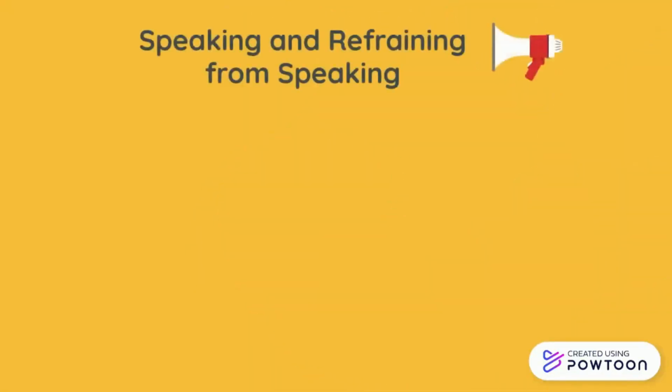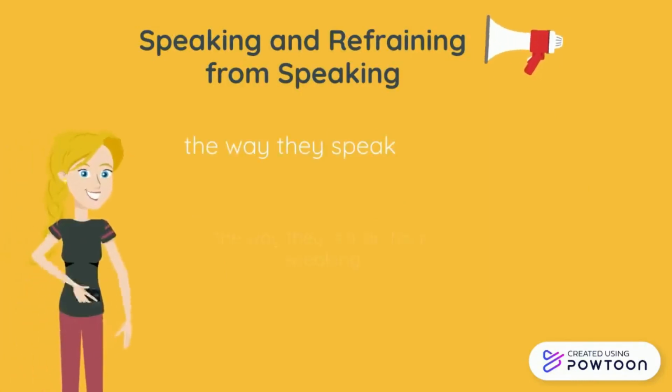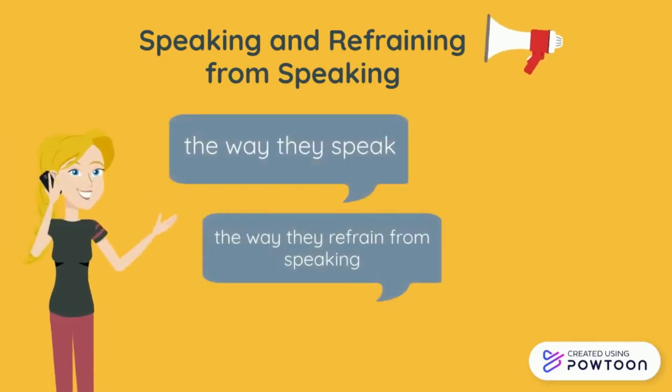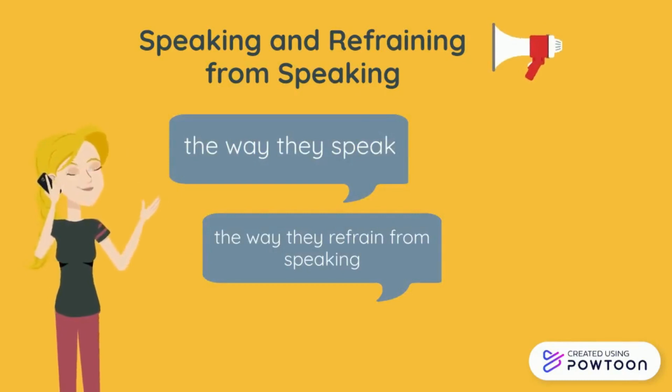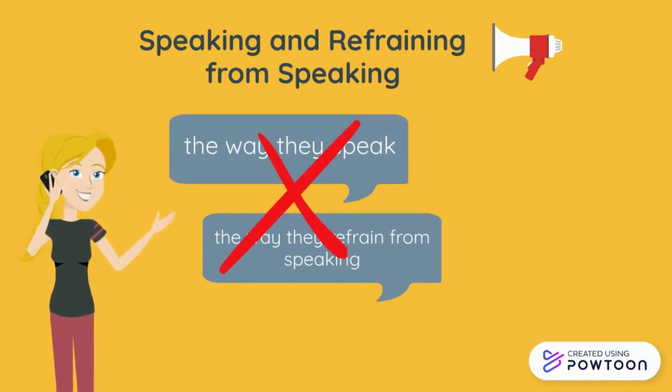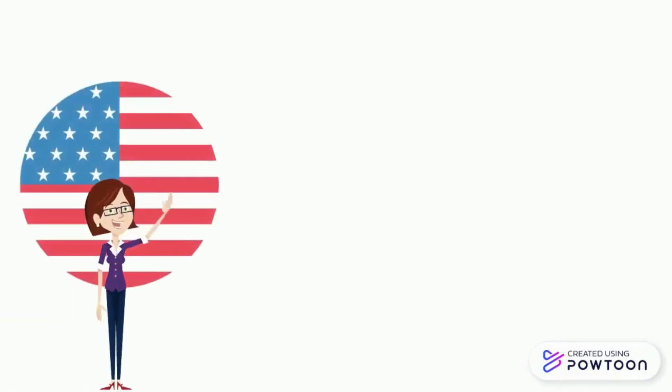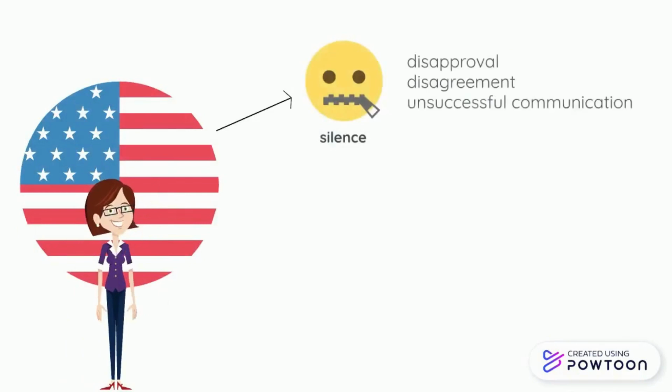The next thing to learn in verbal patterns is speaking and refraining from speaking. People commonly assume that the way they speak and the way they refrain from speaking are the same from one another. But in fact, different cultures hold different rules on this. Let's take an example from American culture. Many Americans interpret silence in a conversation to mean disapproval, disagreement, or unsuccessful communication.